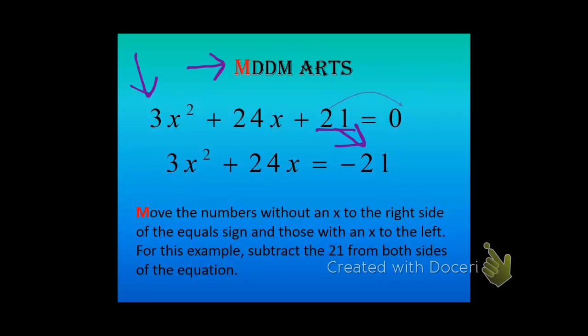I'm subtracting 21 from both sides. So it means it disappears from this side, appears over here as a negative 21. So that's our first step.